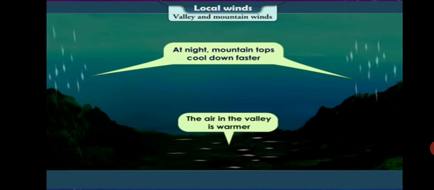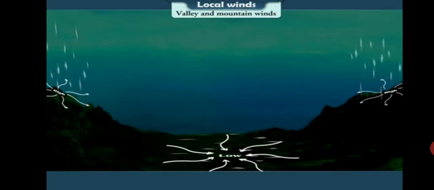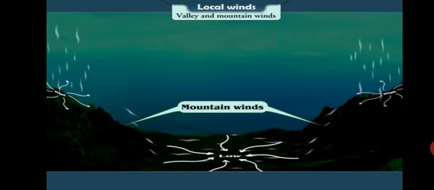At night, mountain tops cool down faster, which means the temperature is low on mountains. If the temperature is low on mountains, the air in the valley is comparatively warmer. Now, since the temperature is low on mountains, air pressure will be high. Correct. So winds will blow at night from the mountain towards the valley, from high pressure towards low pressure, and hence they are called mountain winds.